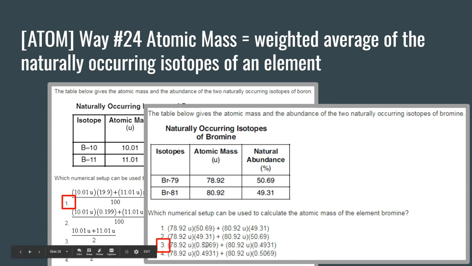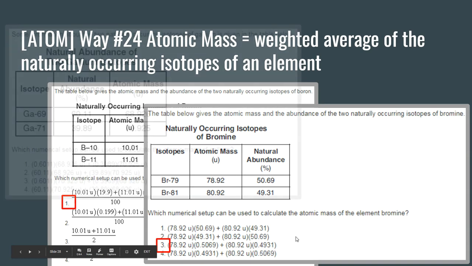Okay, we see that the only correct answer would be the one where the mass is being multiplied by its percent in decimal form. We have 78.92 times 50.69%, which is equivalent to 0.5069. We move the decimal 2 places to the left, plus the atomic mass of the second isotope times its percent. But the percent is converted to decimals, so we have 0.4931. Therefore, the answer 3 is correct.